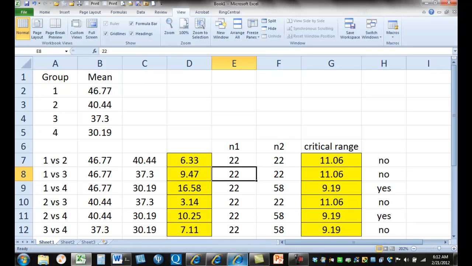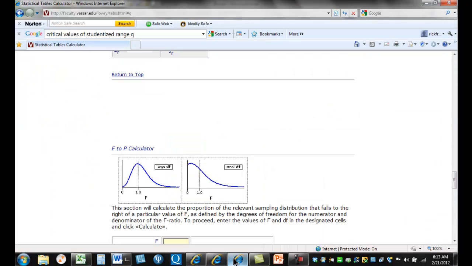And we're going to multiply the value we get for these groups by a q, and then we're going to multiply the value we get for this by q. In one case we're going to get 11.1, the other case we're going to get 9.2. Let's show how to get the q value.